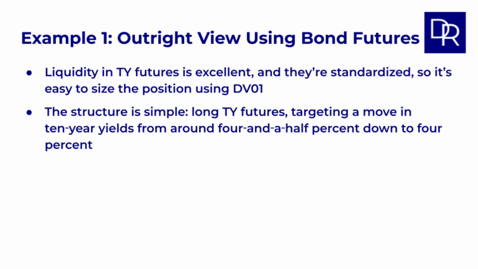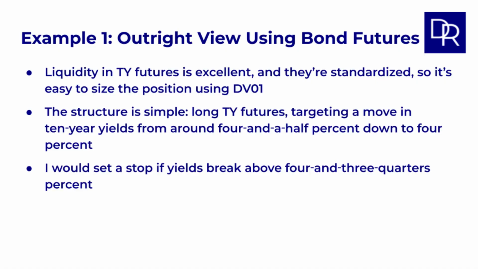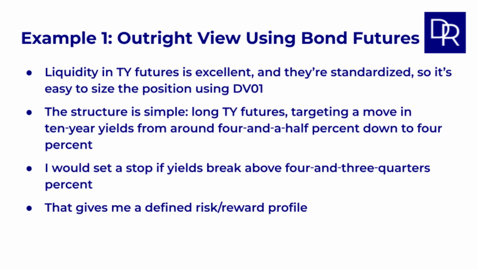So the structure is simple: long Treasury futures targeting a move in 10-year yields from around 4.5% down to 4%. I'll set a stop if yields break above 4.75%. That gives me a defined risk-reward profile and shows discipline.